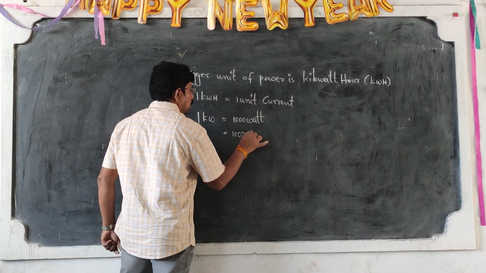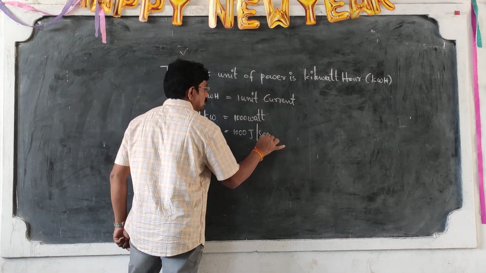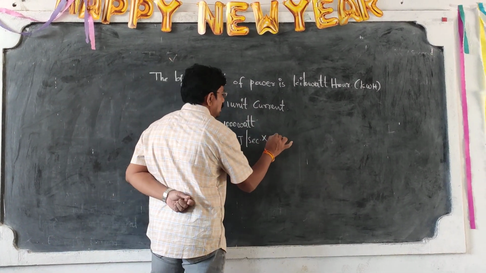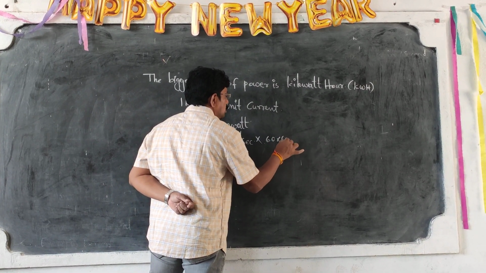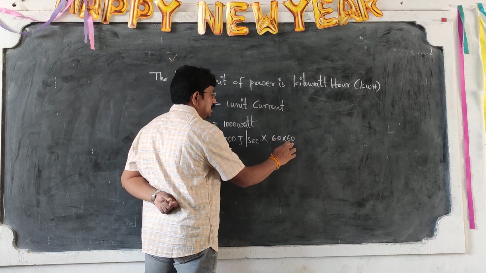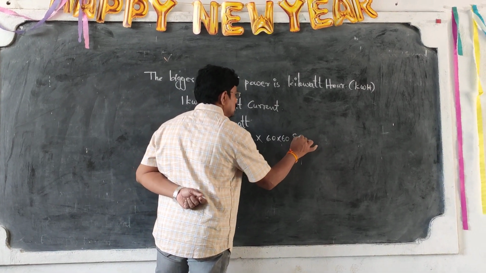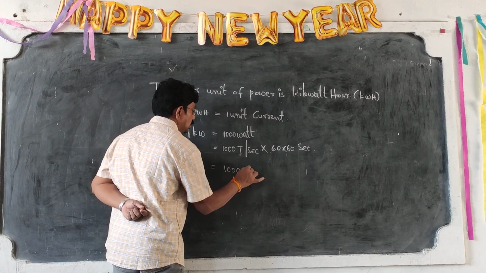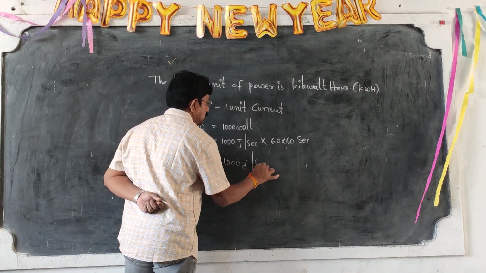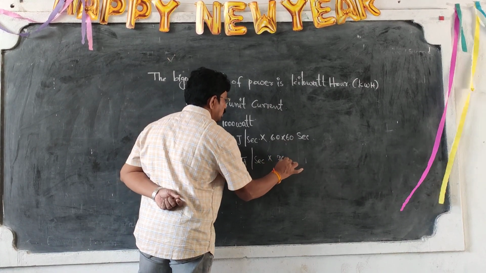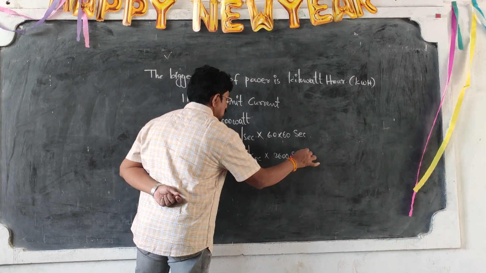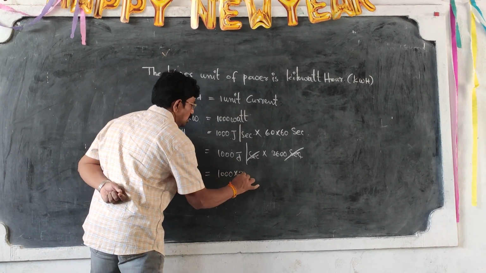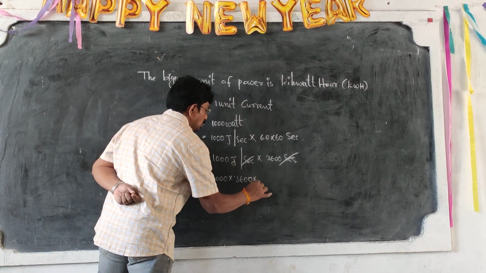1000 joules per second into 1 hour, which is equal to how many seconds? 60 into 60, because 1 hour is equal to 60 minutes and 1 minute is equal to 60 seconds. This is equal to 1000 joules by second into 3600 seconds. Seconds gets cancelled. 1000 into 3600 joules.